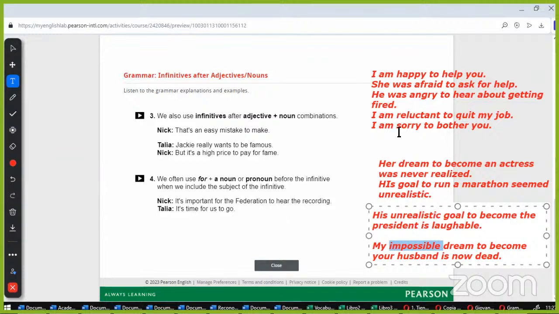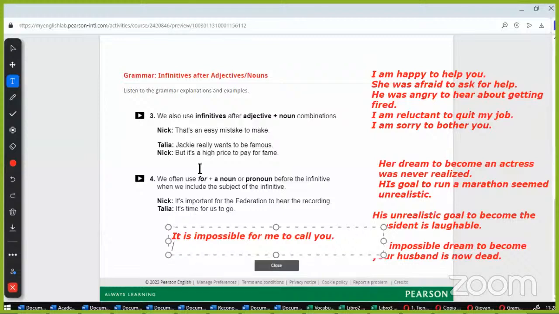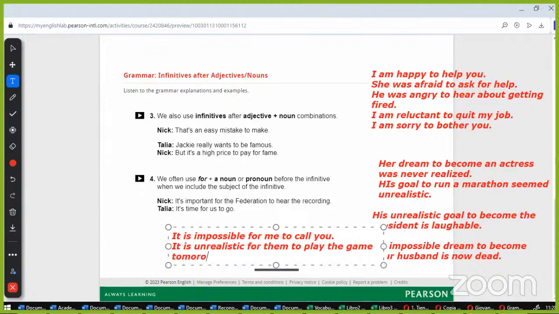It is impossible for me to call you. It is unrealistic for them to play the game tomorrow.